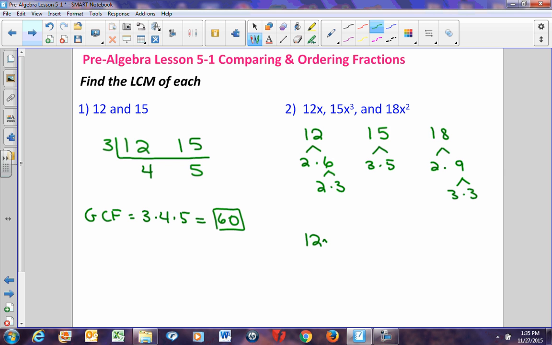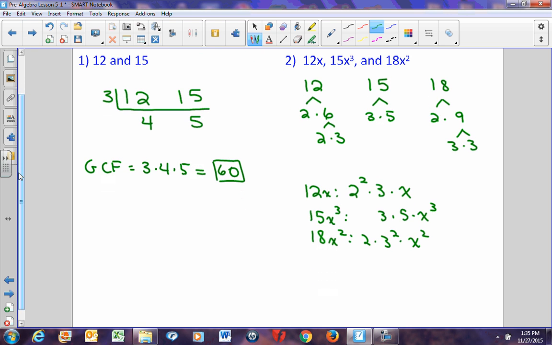So for 12x, the prime factorization is 2 squared times 3 times x. For 15x to the third, it's 3 times 5 times x to the third. And for 18x squared, it is 2 times 3 squared times x squared. So now we take all of the prime factors to the highest power. The highest power of 2 is 2 squared. The highest power of 3 is 3 squared. The highest power of 5 is 5. And the highest power of x is x to the third.